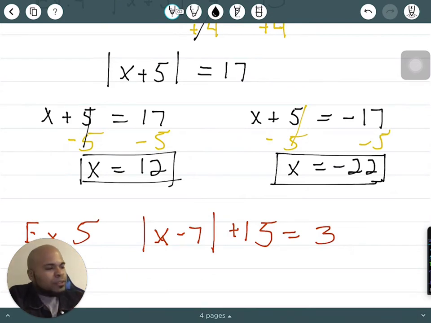Just very important, some people think that this was gonna be positive 22 because they're the same sign, and at some point they heard that two negatives equal a positive. Well, that's true, but that's true for multiplication, not for addition and subtraction.